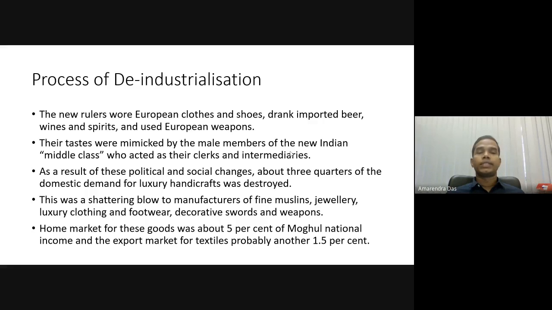As a result of these political and social changes, about three-quarters of the domestic demand for luxury handicrafts was destroyed. This was a shattering blow to the manufacturing of fine muslins, jewelry, luxury clothing and footwear, decorative swords and weapons. The home market for these goods was about 5% of the Mughal national income, and the export market for textiles was probably another 1.5%. So these were all badly affected.